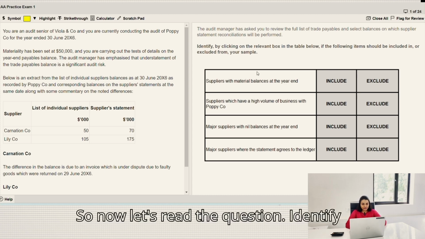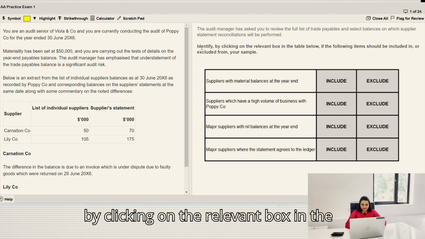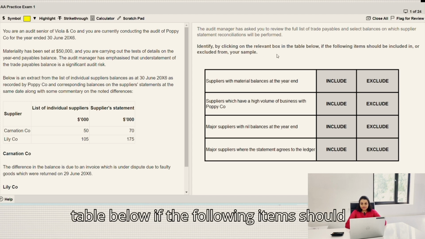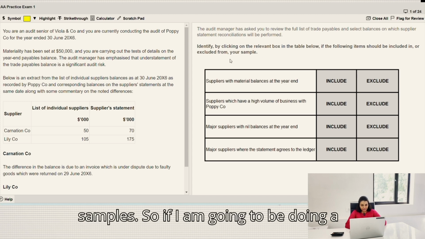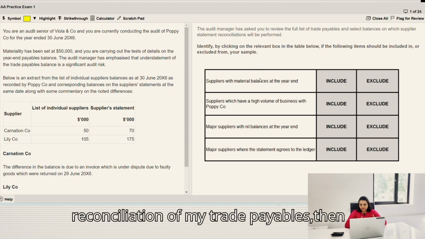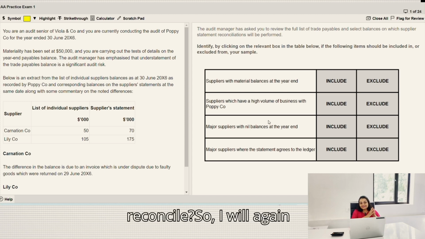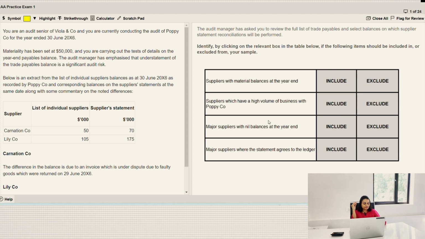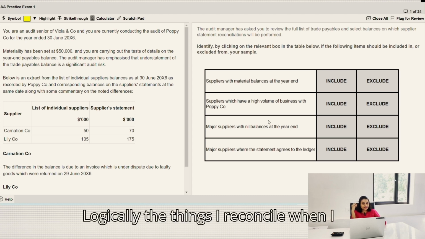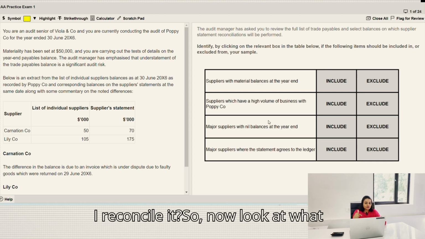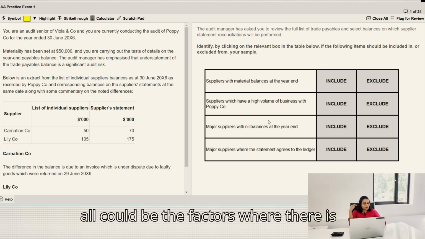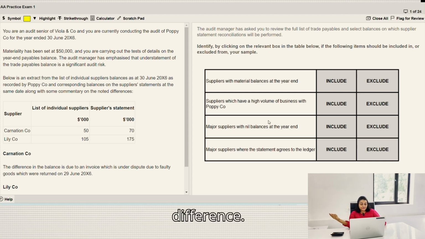Now let's read the question. Identify by clicking on the relevant box in the table below if the following items should be included in or excluded from your samples. So if I am going to do a reconciliation of my trade payables, then which trade payables should I reconcile? I will again start thinking logically. Logically, I reconcile when I have some difference. Otherwise, why will I reconcile it? So now look at what could be the factors where there is a difference.